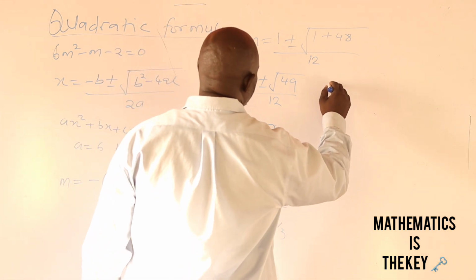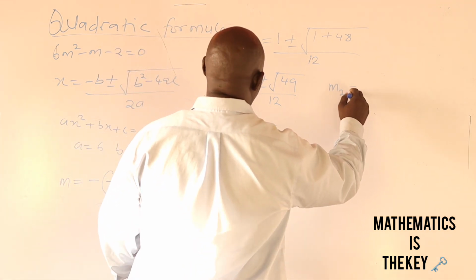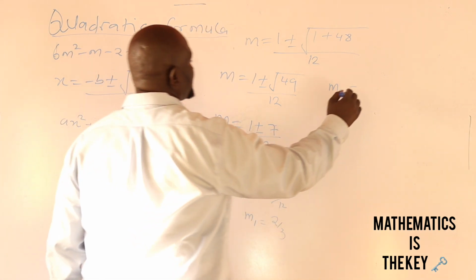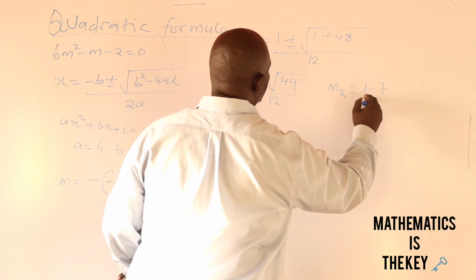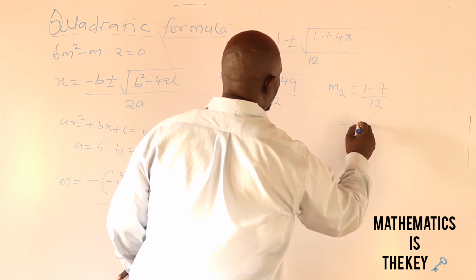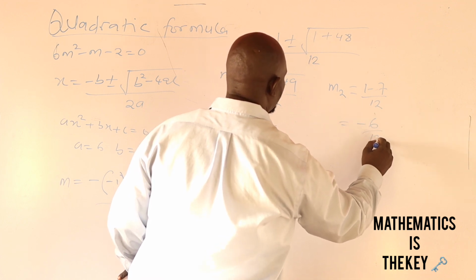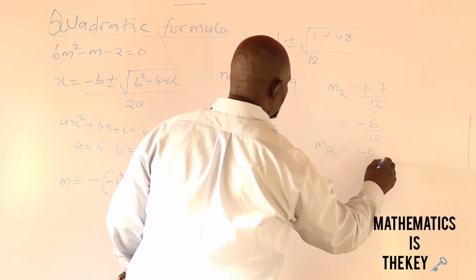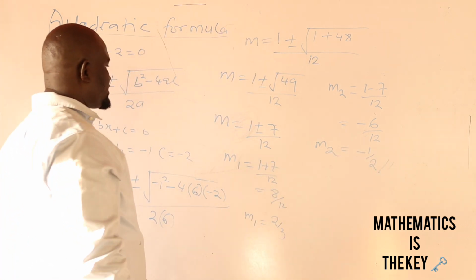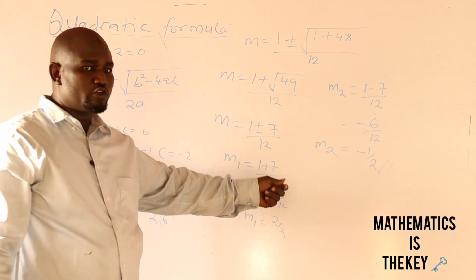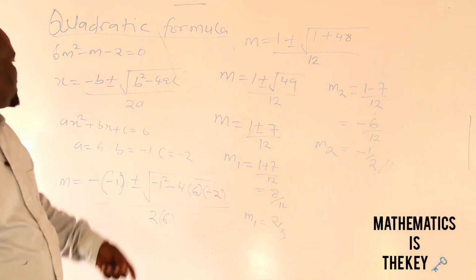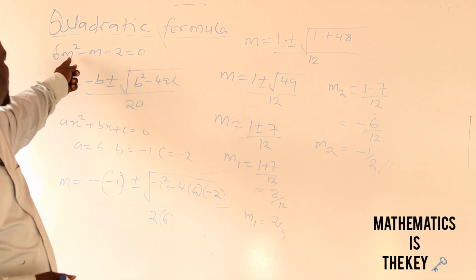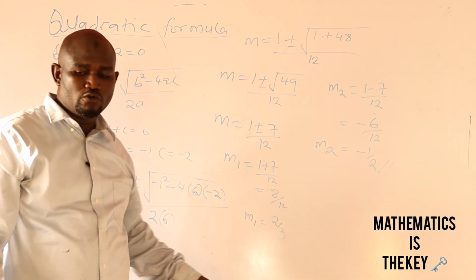If m2 is the second root, we'll have m2 is equal to 1 minus 7 all over 12. So this will give us minus 6 all over 12. That means m2 is equal to minus 1 over 2. So 2 over 3 and minus 1 over 2 are the solutions to 6m squared minus m minus 2 is equal to 0.